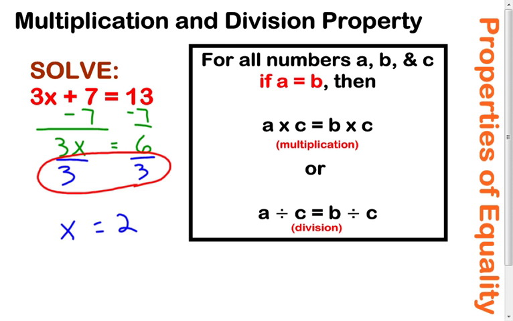Now, we could have used the multiplication property of equality. Instead of dividing both sides by 3, we could have multiplied each side by 1/3, and then you'd have had the multiplication property of equality. So multiplication and division property are really one and the same, just depending on whether you're going to multiply or divide.